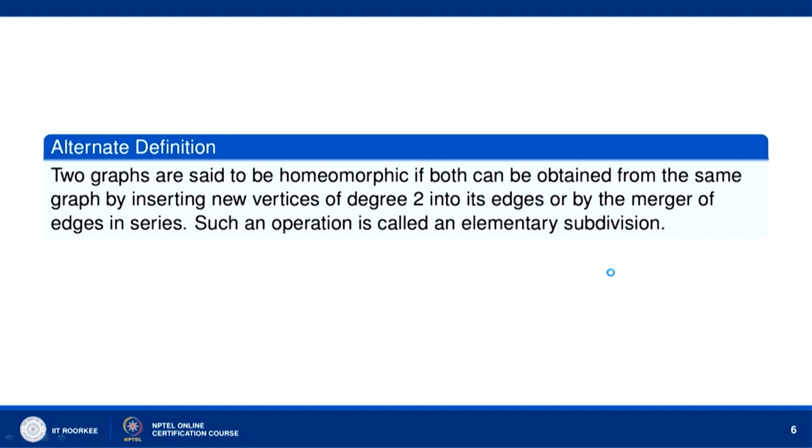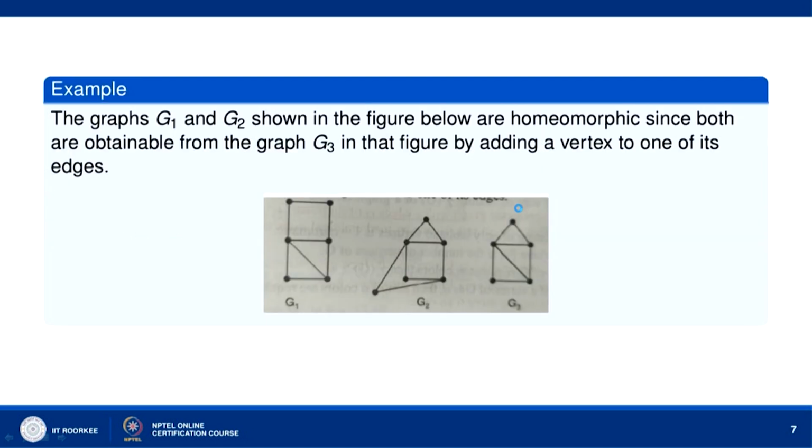Now, an alternate definition of homeomorphic graphs: two graphs are called homeomorphic if both can be obtained from the same graph by inserting new vertices of degree 2 into its edges. Such an operation is called an elementary subdivision. Now, let us look at the graphs G1 and G2 here.